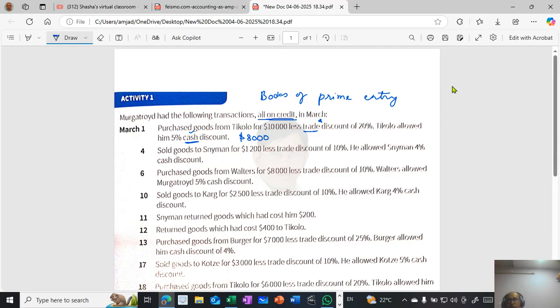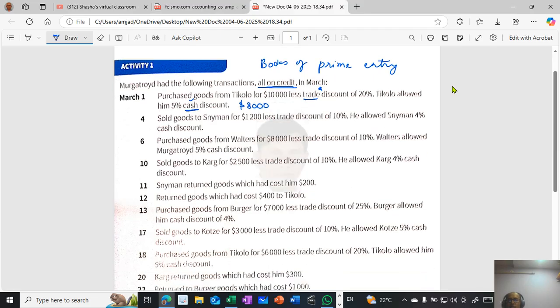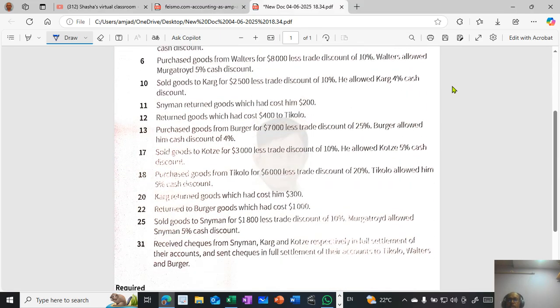Sold goods to Park for $2,500 less trade discount of 10%. He allowed Park 4% cash discount. Snyman returned goods which had cost him $200. Returned goods which had cost $400 to Piccolo. Purchase goods from Burger for 7,000 less trade discount of 25%. Burger allowed him cash discount of 4%. Sold goods to Kodze for $3,000 less trade discount of 10%. He had allowed Kodze 5% cash discount.